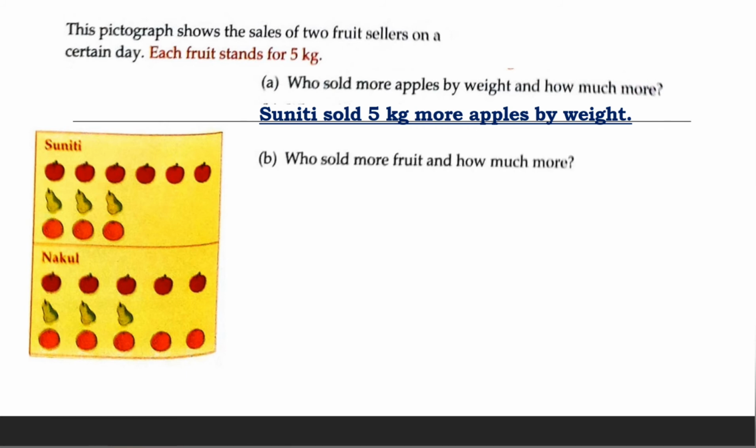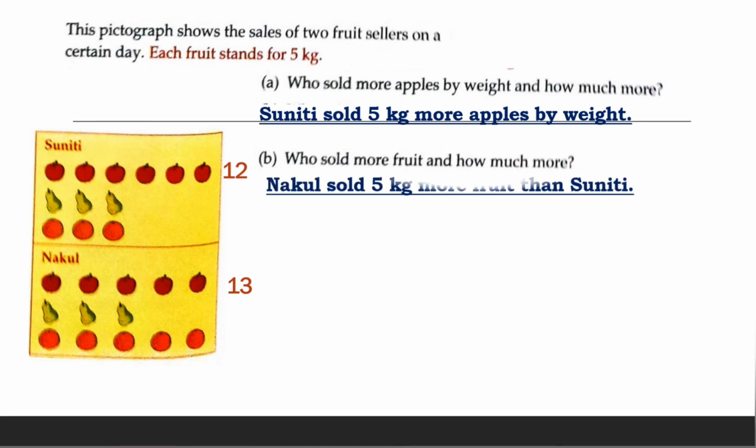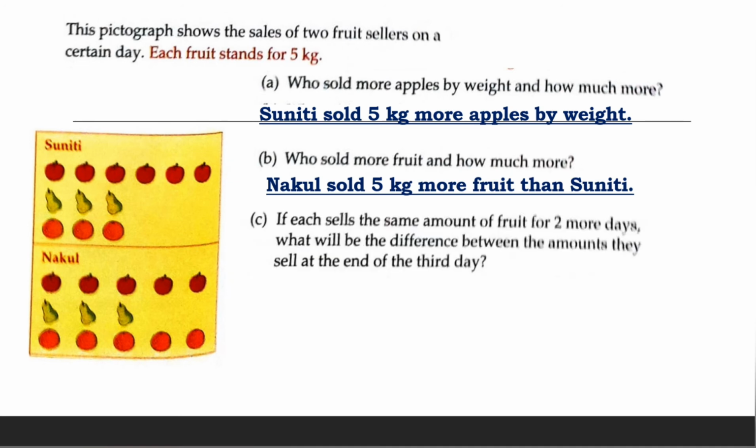Next is who sold more fruit and how much. If we calculate the total number of fruits sold by Suniti, it comes to 12, and by Nakul it's 13. And we know that each fruit represents 5 kg. So in this case, Nakul sold 5 kg more fruit than Suniti, right?